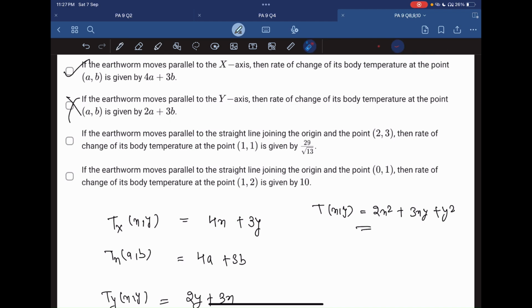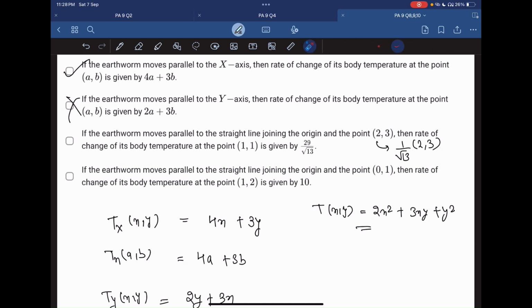Now the third option: if the earthworm moves parallel to the straight line joining the origin and the point 2 comma 3, then the rate of change of its body temperature at the point 1 comma 1 is given by this. So here we have to find the directional derivative at the point 1 comma 1 in the direction 2 comma 3. Now notice 2 comma 3 is not a unit vector, so we have to normalize it by dividing it by its norm. The norm of the vector would be root 13, so it would be 1 by root 13 times 2 comma 3.